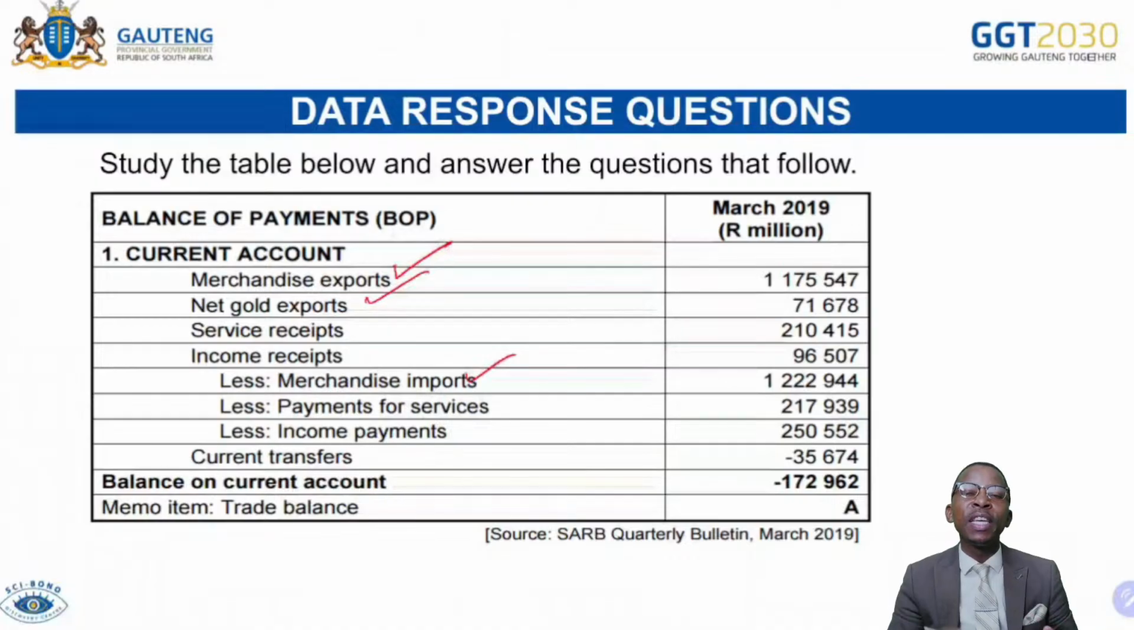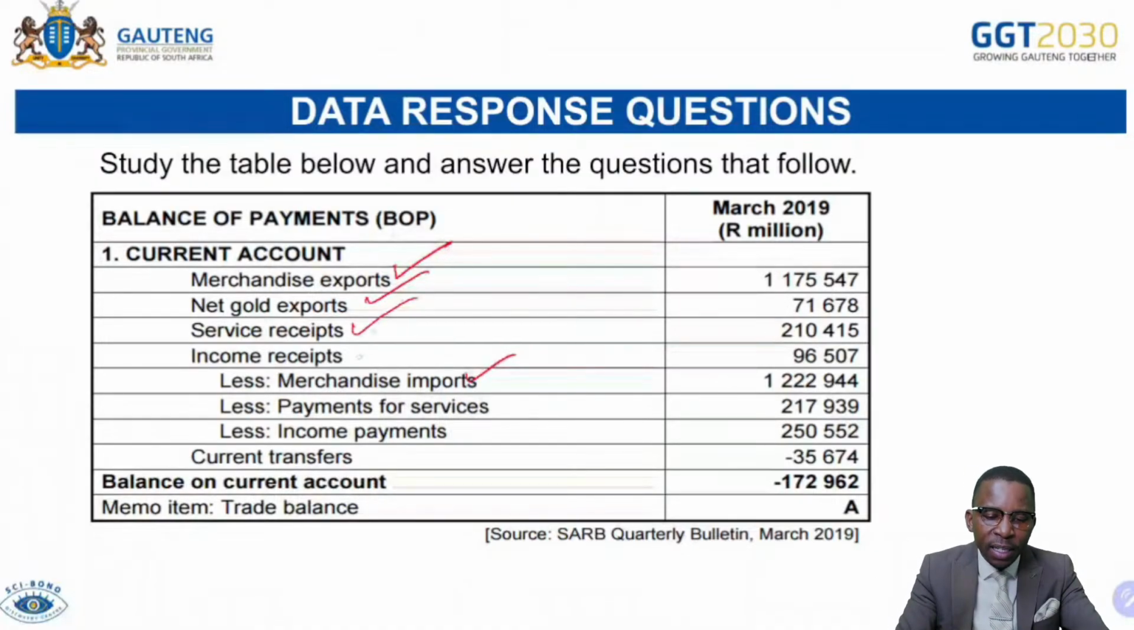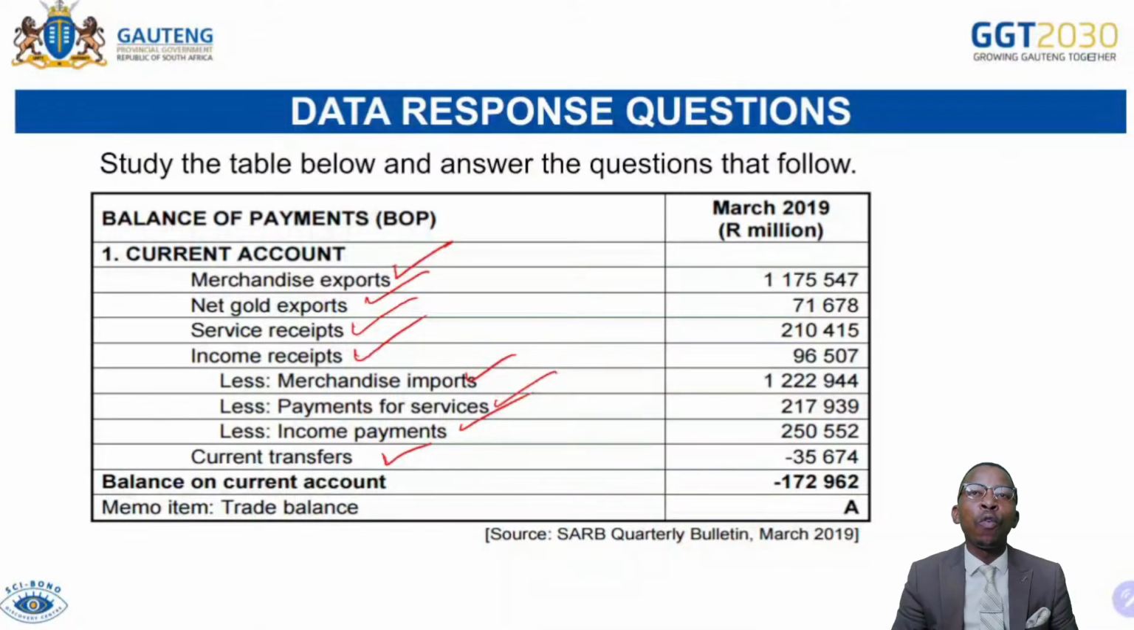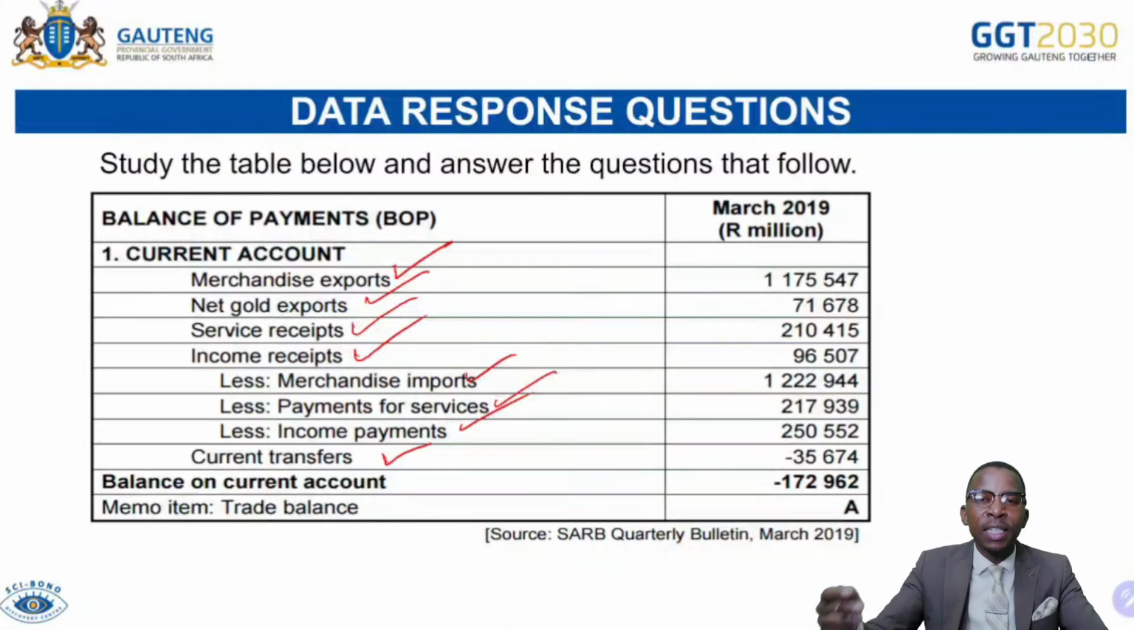Then we go further to the invisible imports and exports, where we talk about services receipts, income receipts, payment for services, income payment, as well as the current transfer. These are part of what? Of invisible imports and exports. We cannot touch them, we cannot see them, but they are part of the balance of payment current account.